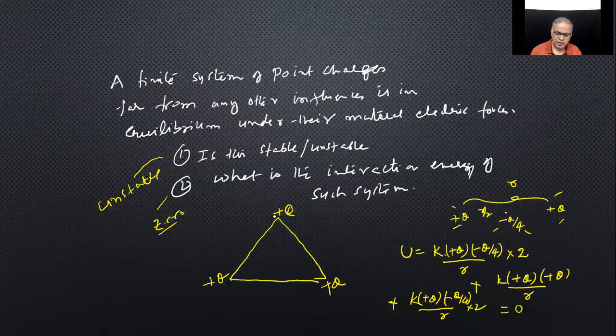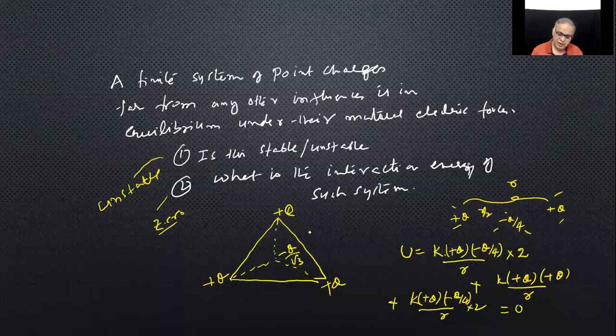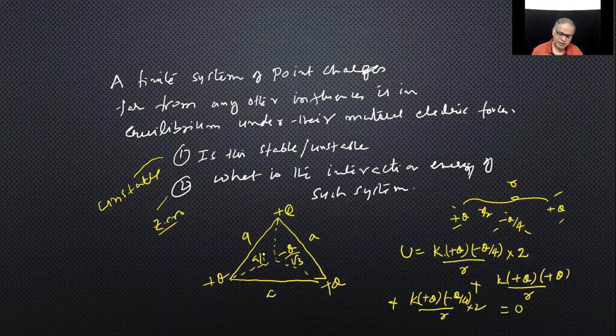I told you in the middle, what should I place? Minus Q by root 3 or 2 root 3? Root 3, sir. So if this is A, this is A by root 3.